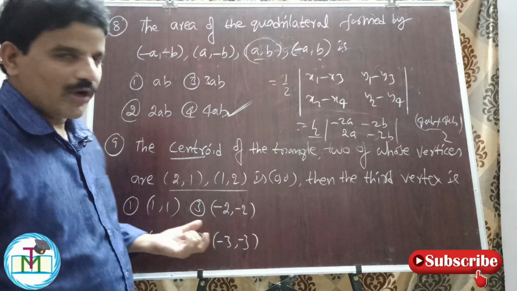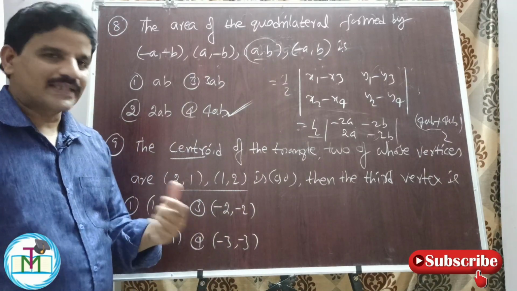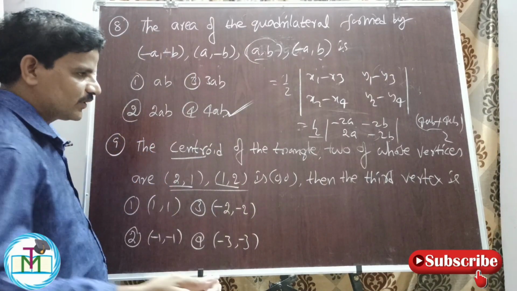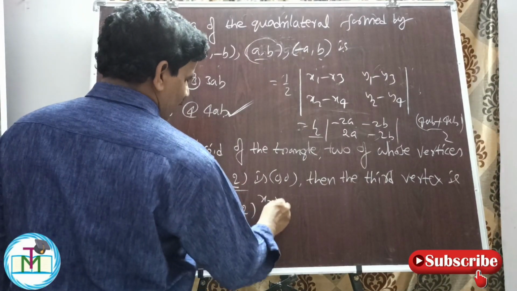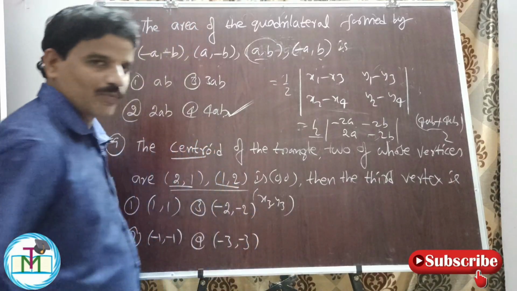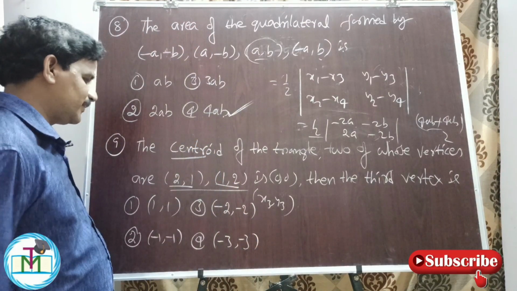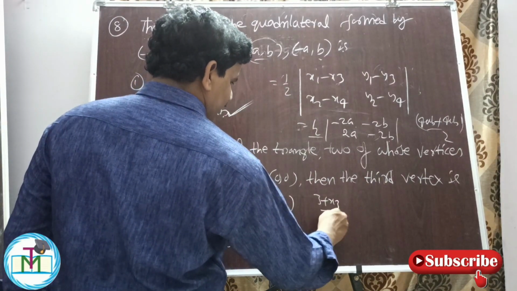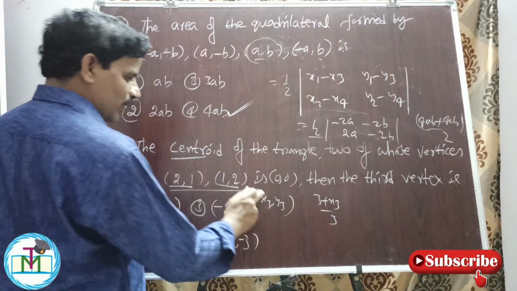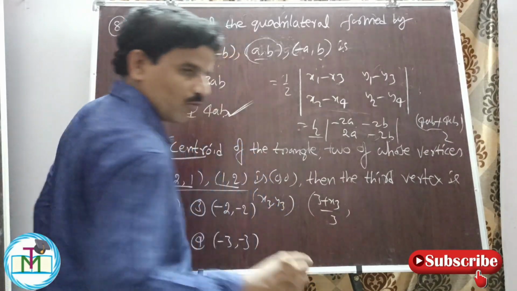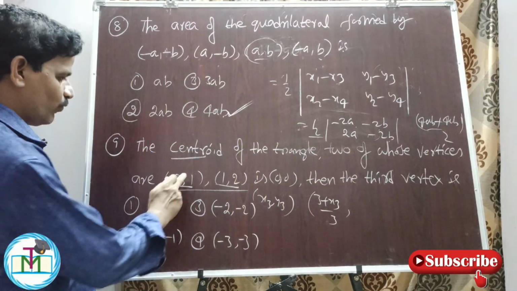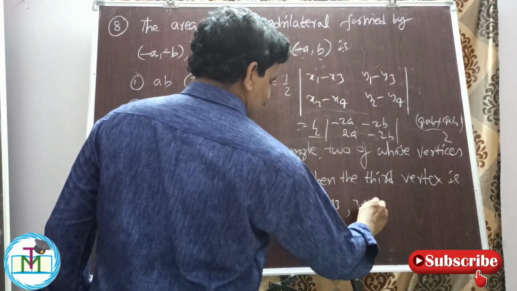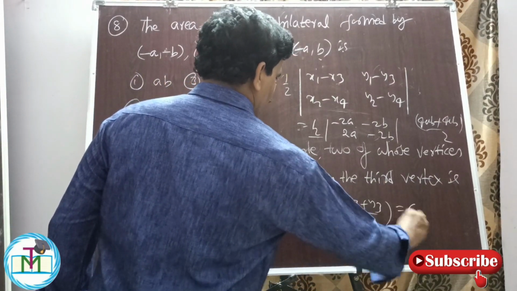So here the centroid formula is (x1 plus x2 plus x3) by 3. This is x1, y1, this is x2, y2. Our third vertex is what? x3, y3. Therefore the centroid is (x1 plus x2 plus x3) by 3 comma (y1 plus y2 plus y3) by 3.